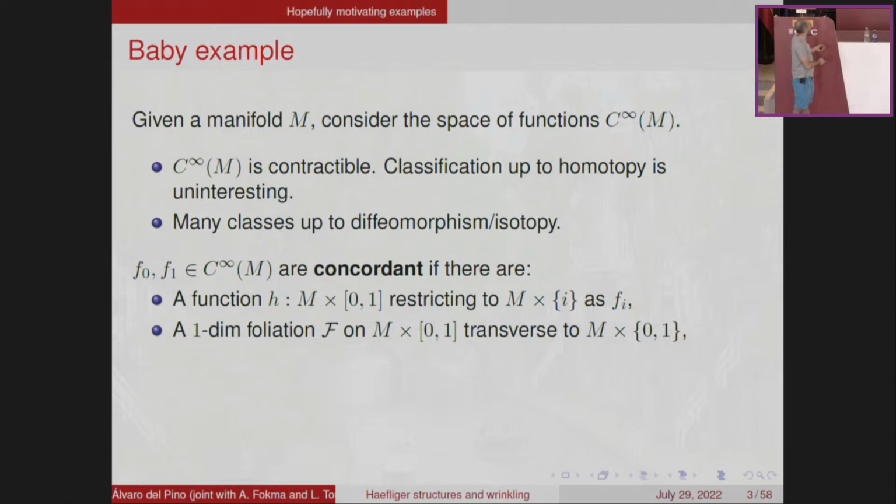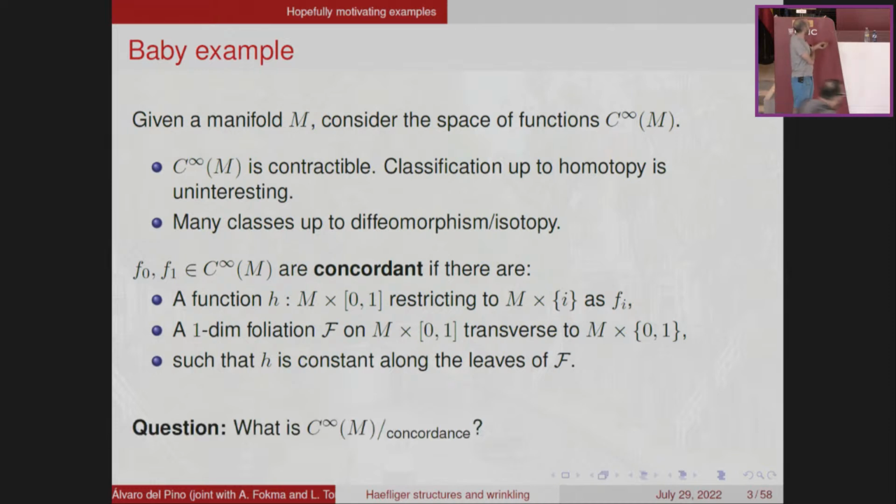And these two data are compatible in the sense that the function should be constant along the leaves of F. So it's a basic function. It's a function on the leaf space. Okay? So this is what concordance is. It's an equivalence relation. And the question is, what are functions up to concordance? This is the baby question.